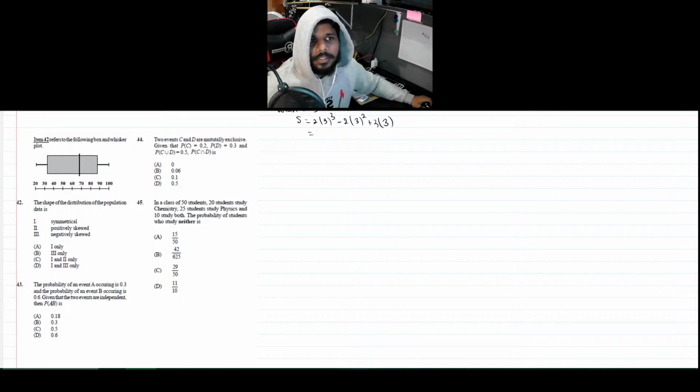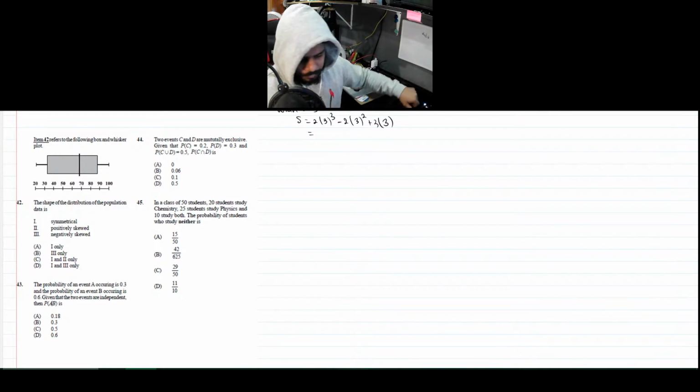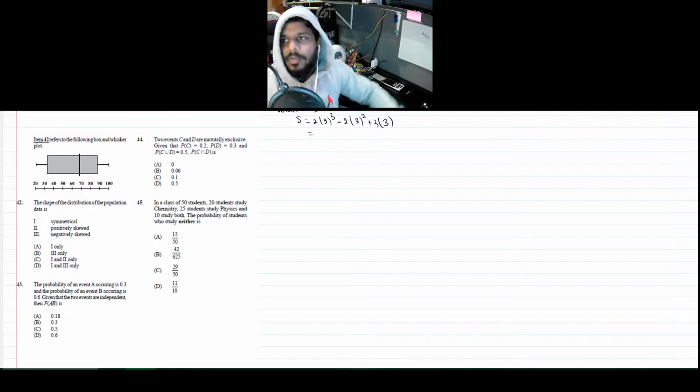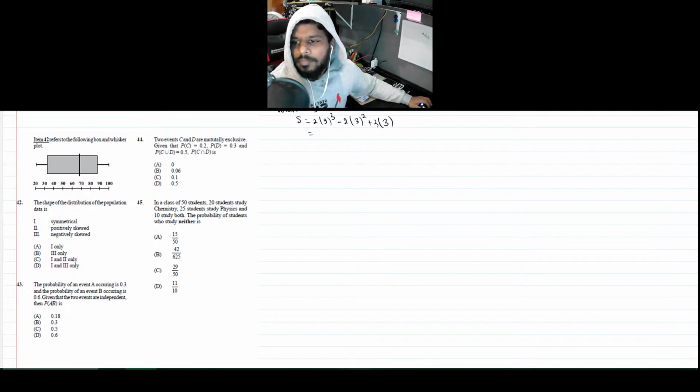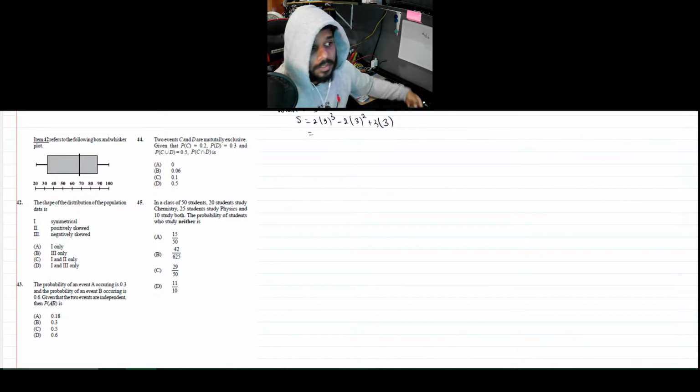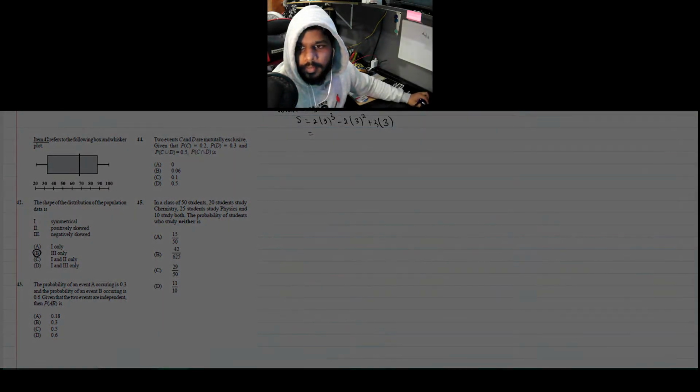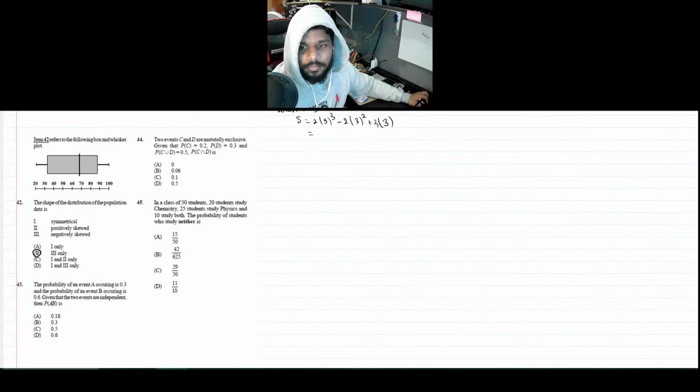Right, if you have any suggestions, put them inside of the chat now. Okay, cool. This one here is not symmetrical, it is negatively skewed only. So I will just slap in a little diagram here.